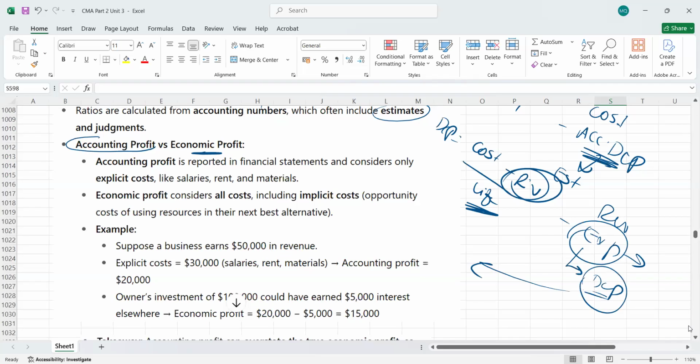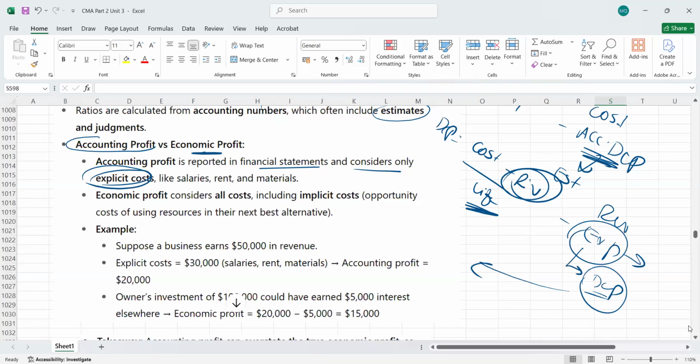So accounting profit is reported in financial statements, like the income statement, and considers only explicit cost. This is the word now. Explicit cost means those costs for which you have already paid the cash or you will pay cash.